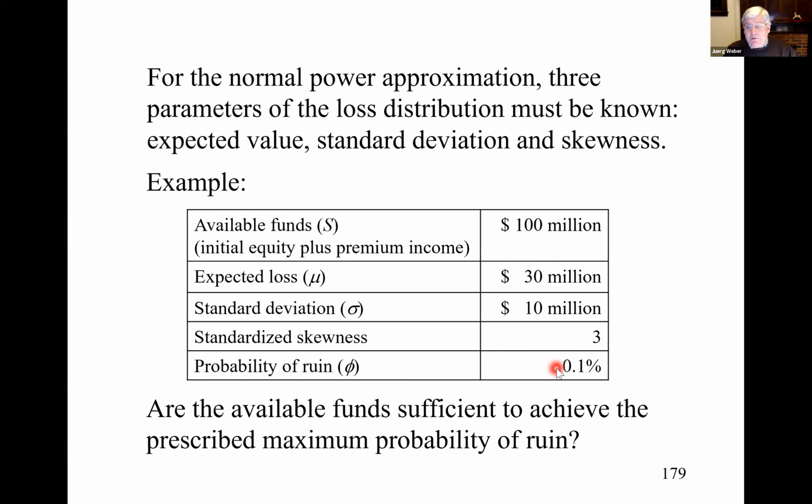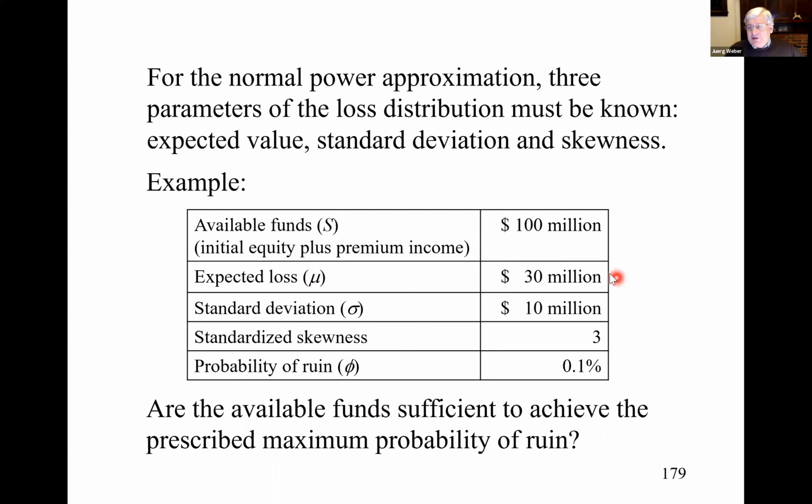Now, will this really produce? Are the available funds sufficient? Are those $100 million sufficient to achieve this desired probability of ruin? Now, if you look at it, you see we have $100 million. The expected loss is only $30 million, and the standard deviation $10 million. So we are 7 standard deviations away. So we have here a buffer of 7 standard deviations.